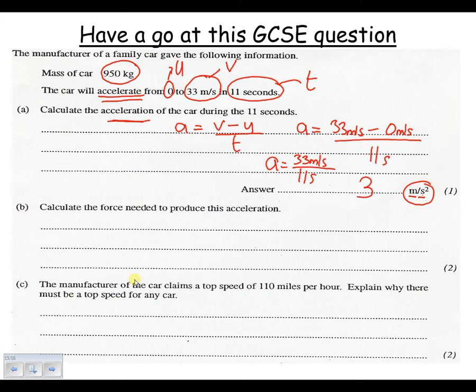B. Calculate the force needed to produce this acceleration. F is equal to ma. We already have A, and m was supplied. F is equal to 950 kilograms times by 3 meters per second squared. Put that in your standard average calculator. 950 times 3, and you end up with 2850 kilogram meters per second squared.